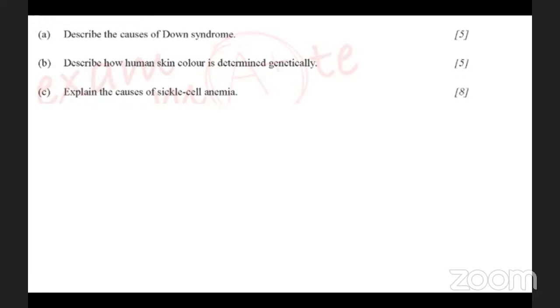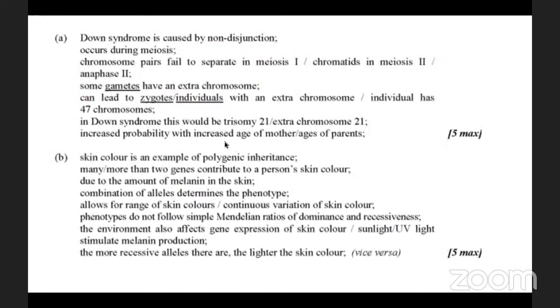Anyway, skin color is an example of polygenic inheritance in which more than one gene is responsible to contribute to a person's skin color. So just by that, you're going to get 2 marks. So why exactly? We will talk about the amount of melanin in the skin.